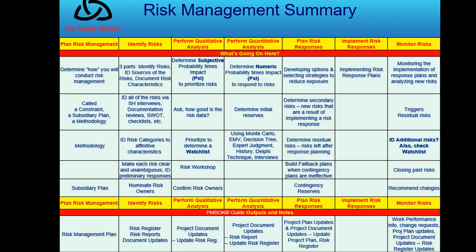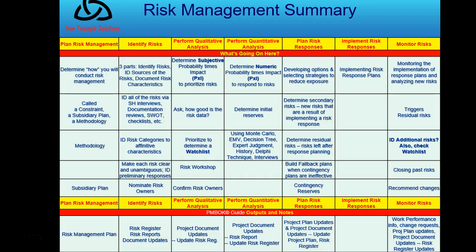Then I'm going to plan risk responses, which means what are my options? Developing options. What's my strategy to maximize the opportunity of an individual risk or minimize or mitigate or eliminate the negative aspects of a threat? And so I'm also going to determine secondary risks as a new term. That's a new risk that is a result of implementing a current risk response. Another term below that is a residual risk. Those are risks left after response planning. And then fallback plans is a third definition, when contingency plans are ineffective.